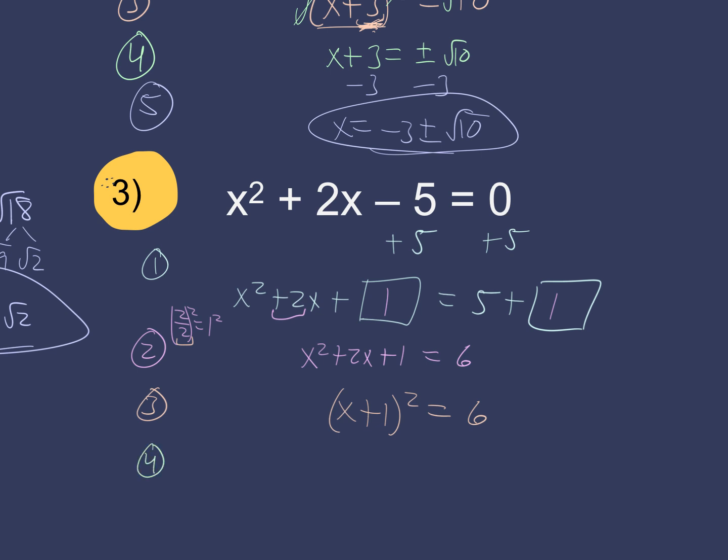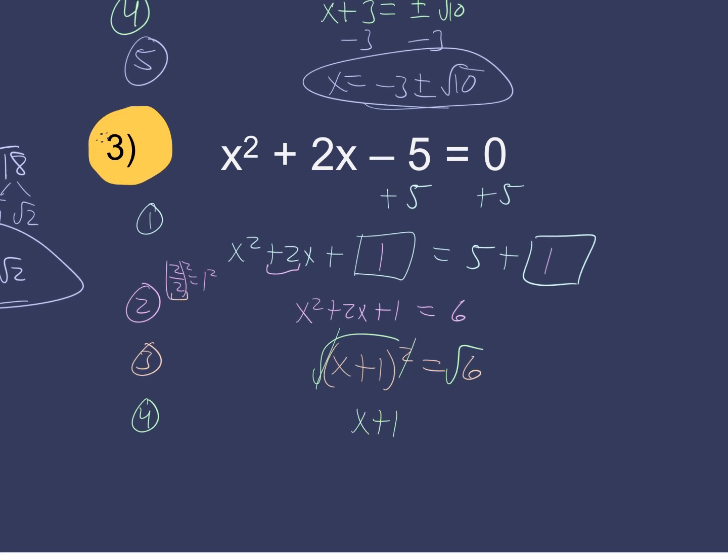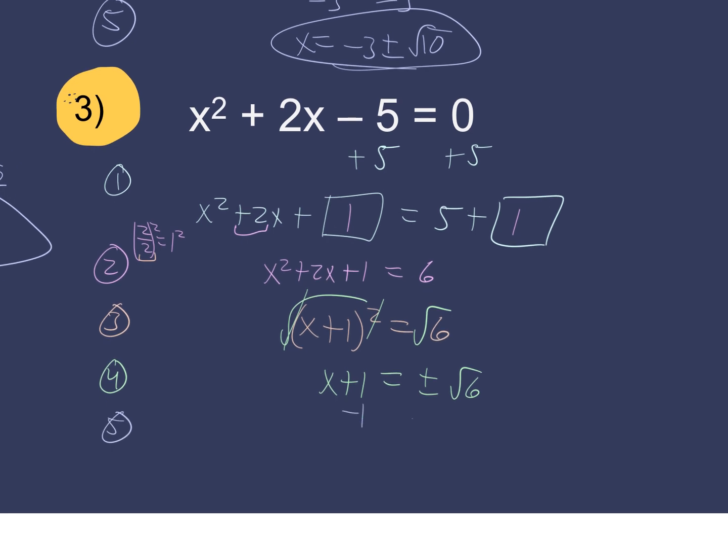All right, and then the fourth thing we want to do, square root both sides. All right, the square root cancels with the square, so we get x plus 1 equals plus or minus the square root of 6. And then the fifth thing we want to do is solve for x. So subtract 1 on both sides, we should get x equals -1 plus or minus the square root of 6. And square root of 6 doesn't simplify any further, so we can leave our answer as this.